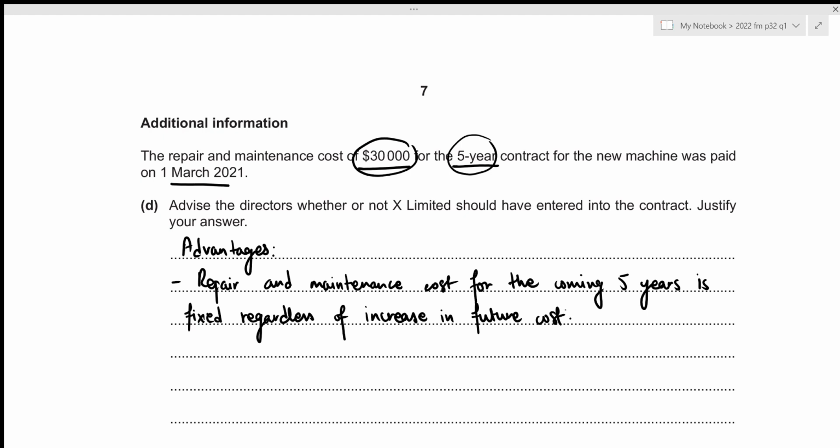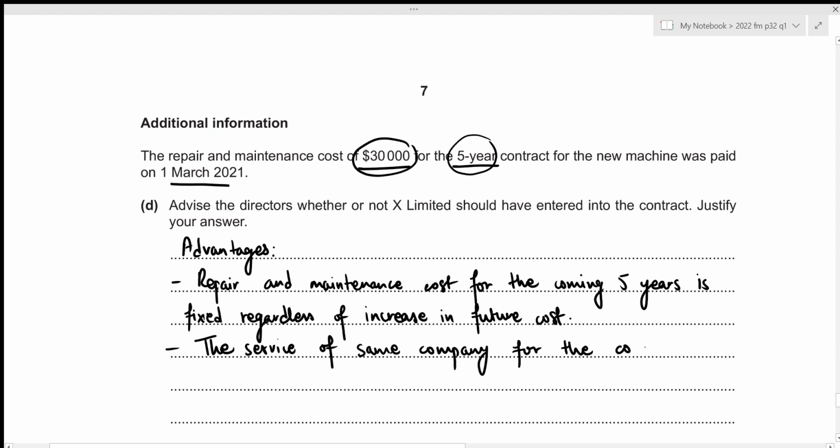And we're also entering into the contract with the same company that we bought the machinery from, which means that the service of the same company for the coming 5 years is guaranteed. Let's write it down. The service of same company for the coming 5 years is guaranteed.